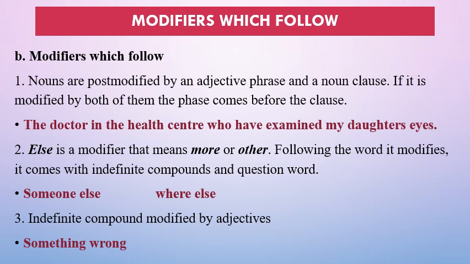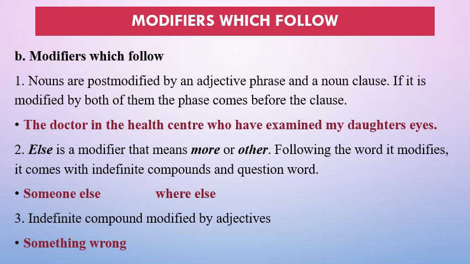The second modifier is else. It's a modifier which means more or other. And actually, it follows the word that it modifies. And this word can be a question word like where, which, what. For example, when you say where else, which else, what else, or it sometimes follows indefinite compounds. Indefinite compounds like someone else, somebody else, somewhere else. This is what indefinite compounds mean.